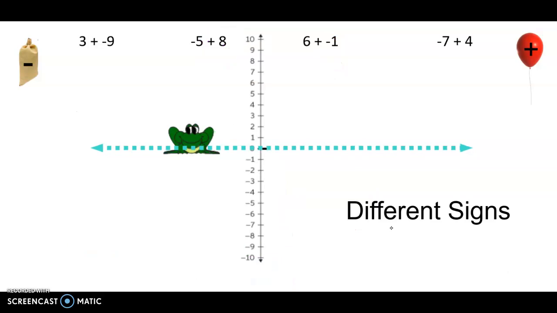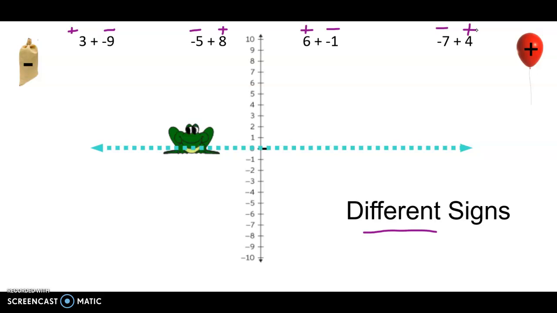So let's look at some examples now where the signs are different. Okay? Well, what does that mean? Well, here I can see that I have a positive and a negative. Those are integers with different signs. A negative and a positive. The signs are different. Now we're looking at examples where we're adding integers and those two integers have different signs, okay?